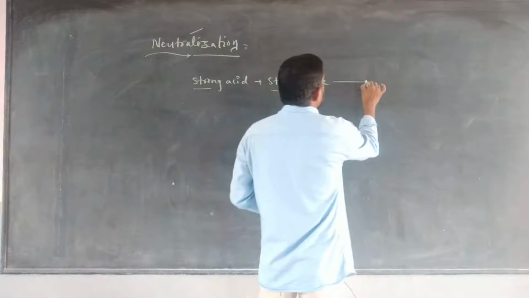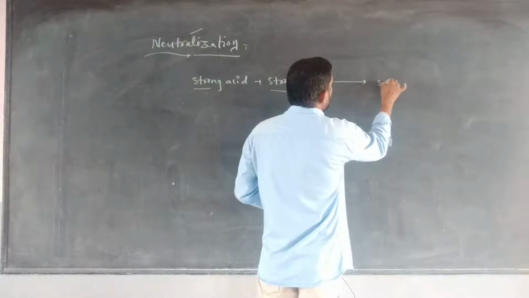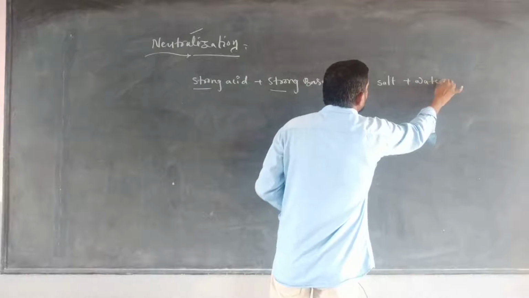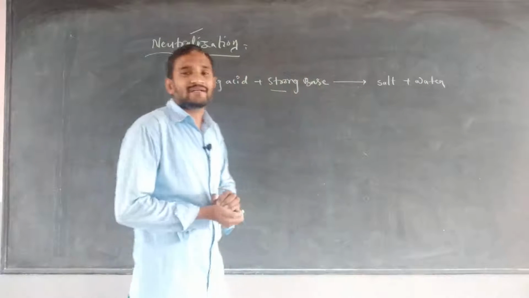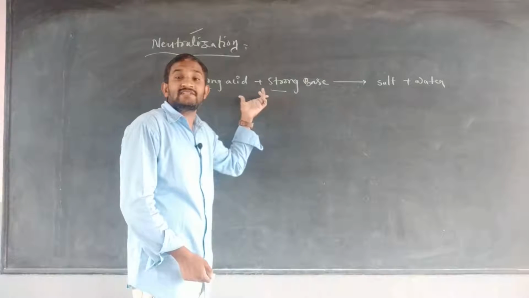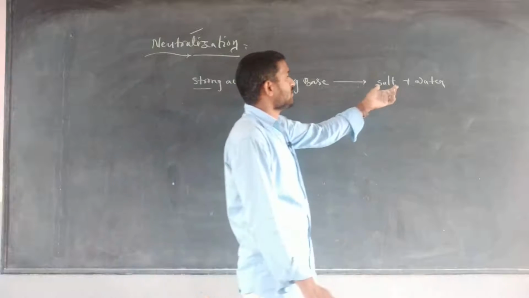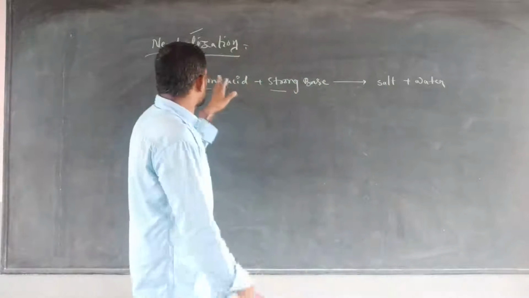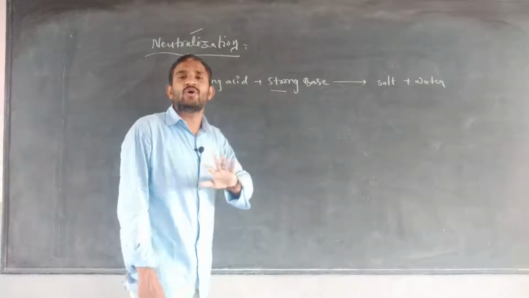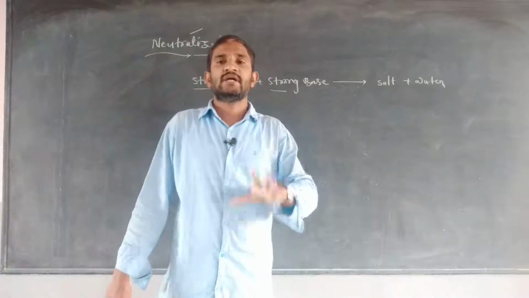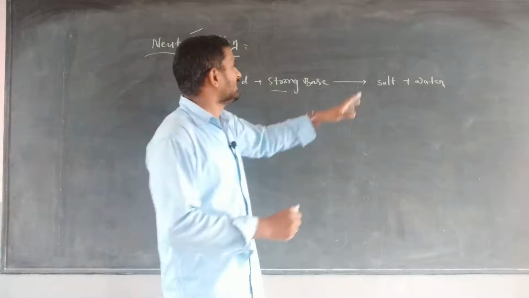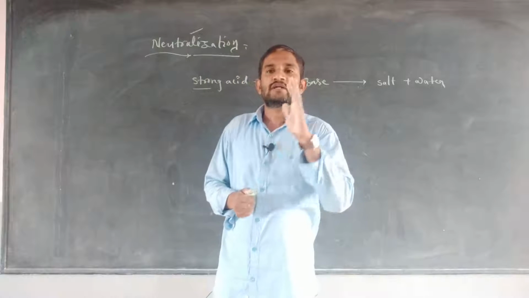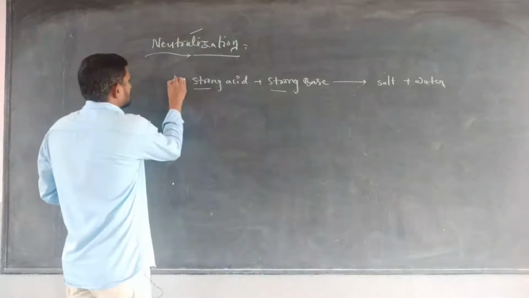What can be formed? Here the salt and water can be formed. The reactants are the acid and base. The products are salt and water. Since both are strong, no one is a dominator. That's why the compounds formed are salt and water only. This is the first reaction.